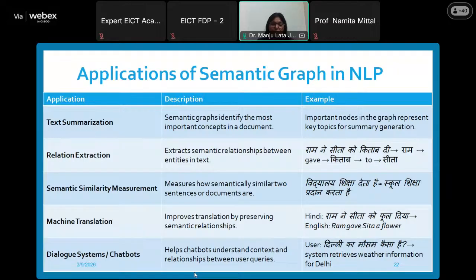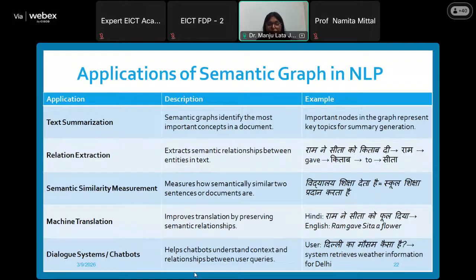Then coming to machine translation: improved translation by preserving semantic relationships. Here we are talking about translating any particular text from one language to another language. So if there is a sentence in Hindi, Ram ne Sita ko phool diya, in English, Ram gave Sita a flower. So when translating from one language to another, if we are able to establish this triplet relationship, subject, predicate, and object, then it will be easier for us to convert the sentence from one language to the other.